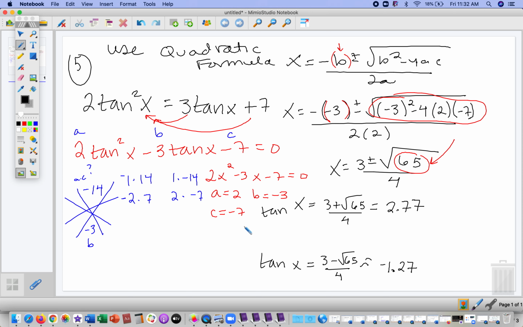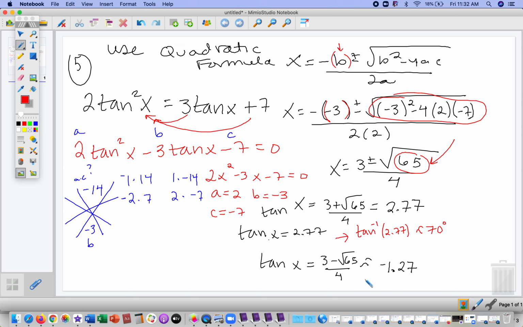So now what we're going to do is, if we're asking ourselves tan x equals 2.77, we're asking ourselves, where is tan 2.77 on our unit circle? So what we have to do in our calculator is hit inverse tan of 2.77. And when we hit inverse tan of 2.77, we get about 70 degrees. Make sure your mode is in degrees.